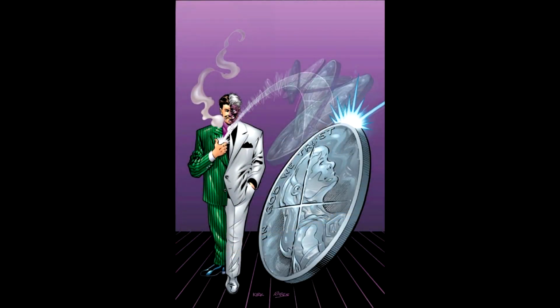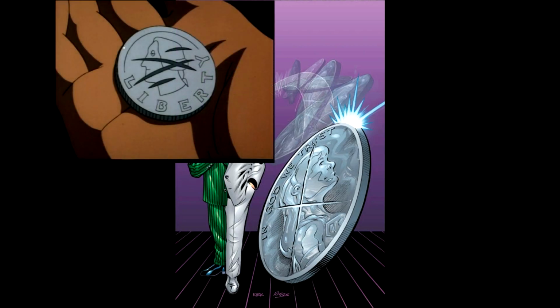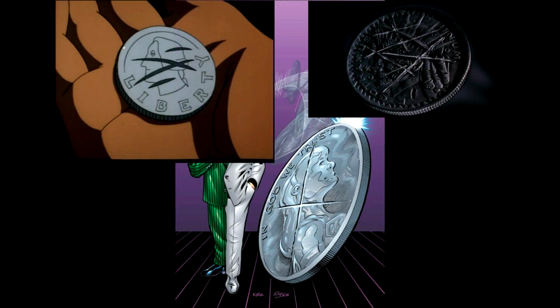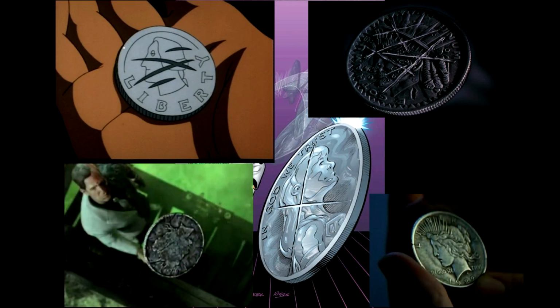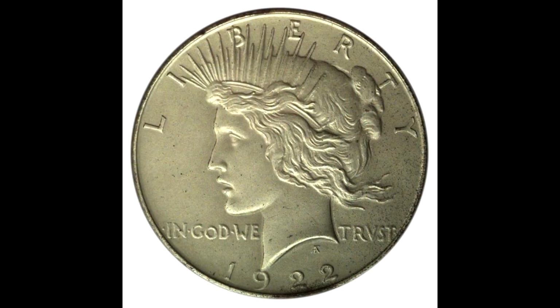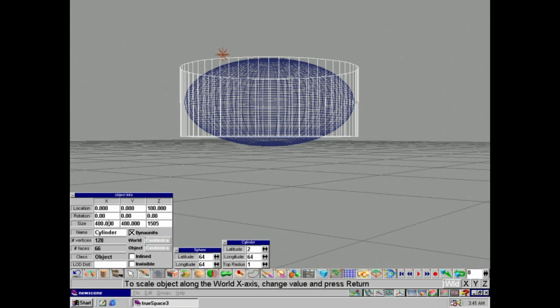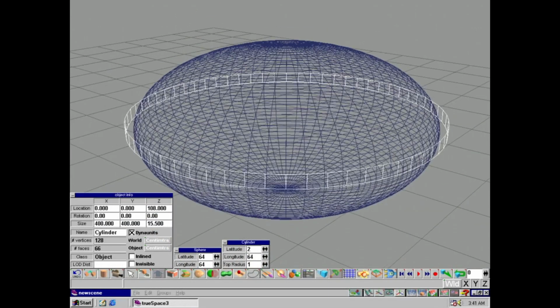But, as with his own origin story, Two-Face's coins can vary in style and type. So there's no one version of Two-Face's coin that's more or less correct than the others. For my own purposes, I went with the 1922 Peace Dollar, which is the version that can be seen in the Dark Knight films.